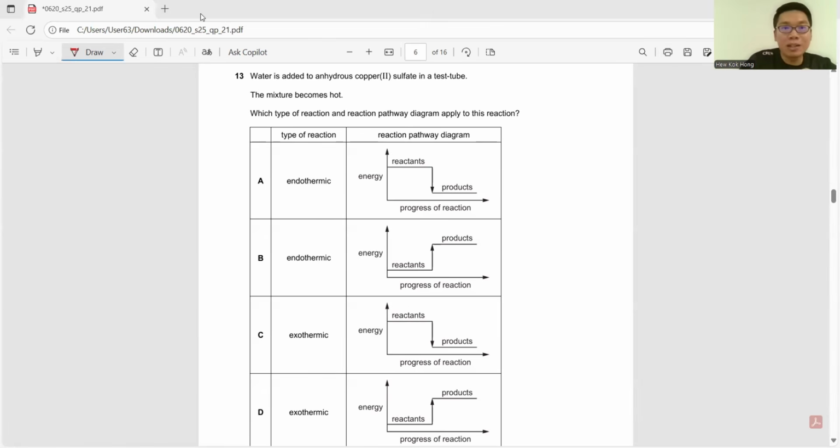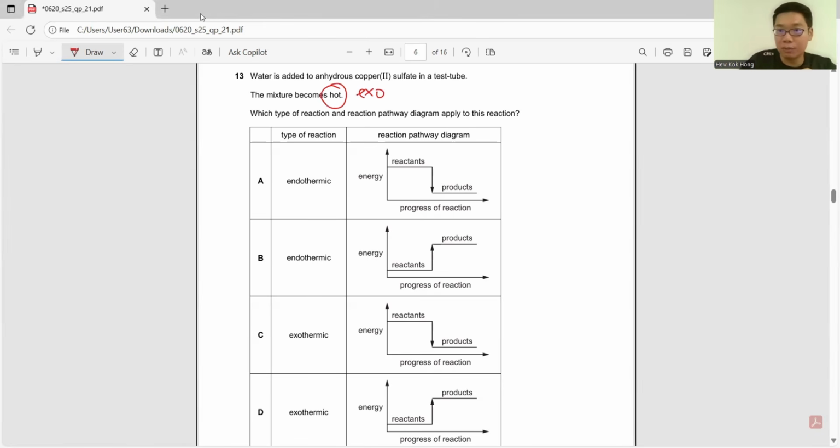Question 13. Water is added to anhydrous copper sulfate in a test tube. The mixture becomes hot, so it's exothermic. Which type of reaction and reaction pathway diagram apply to this reaction? So exo is like this, not this. Type of reaction is exo, so answer is C.